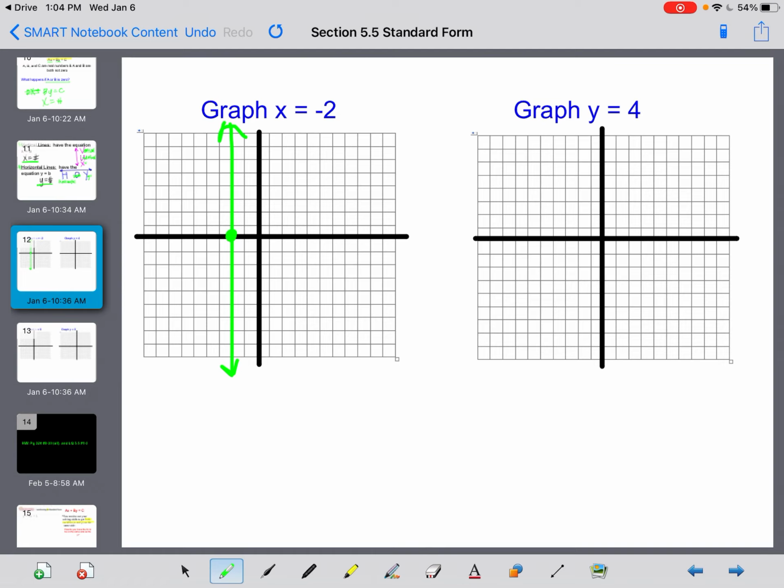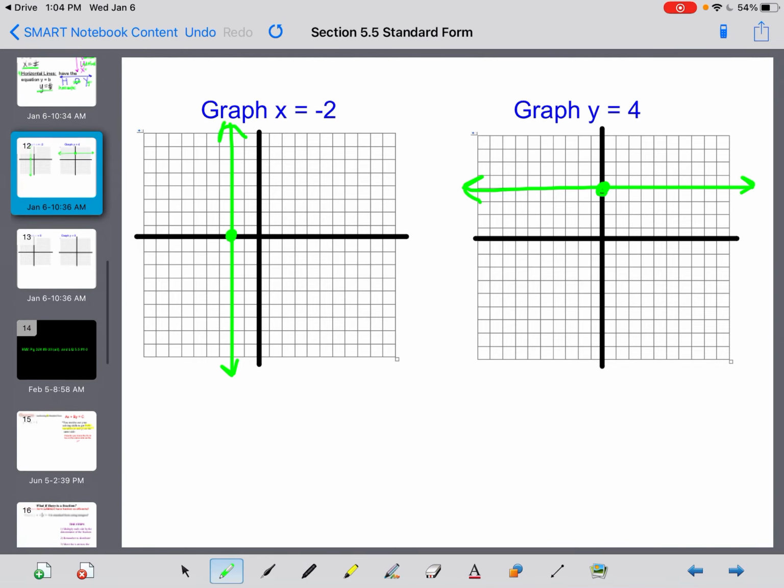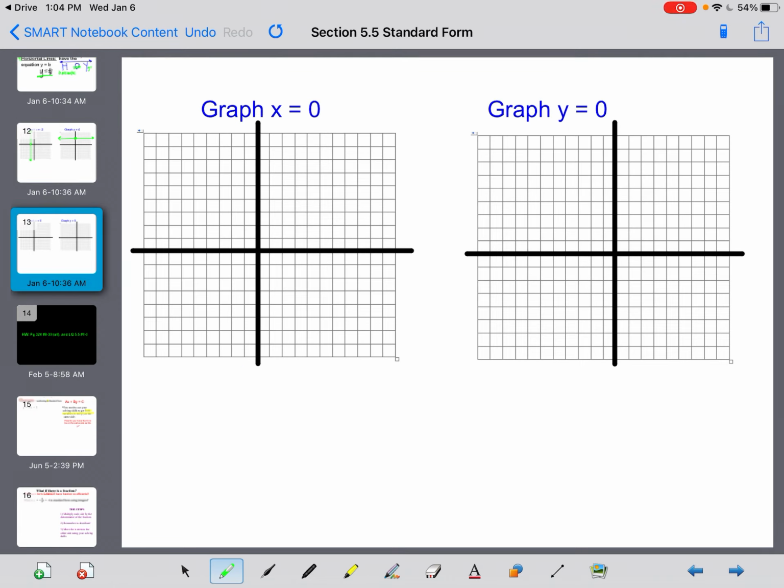Now, if you don't have x's but you have y's, you have y equals 4. On the y-axis, you're going to go up to 4, and you're going to draw yourself a horizontal line. That's what the graph of y equals 4 looks like. If you happen to get an x equals 0, means we're not going anywhere on the x-axis, and that we would draw our vertical line because it's an x equals. So x equals 0 is actually the y-axis, meaning that y equals 0 is actually the x-axis.